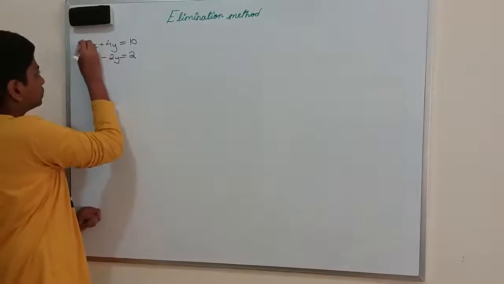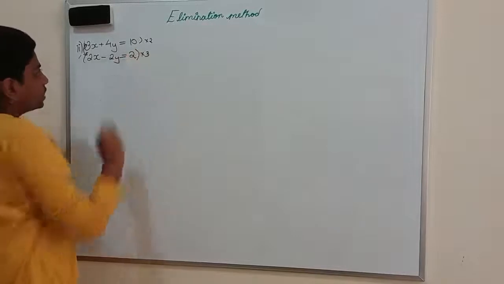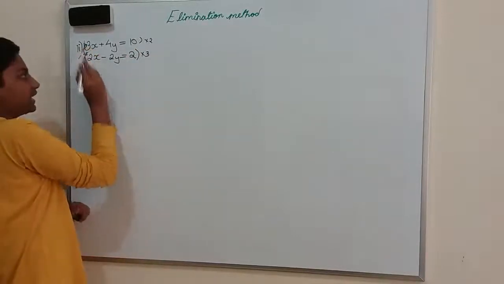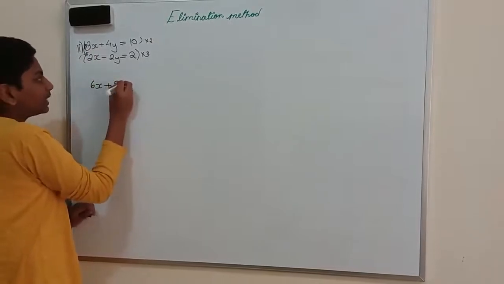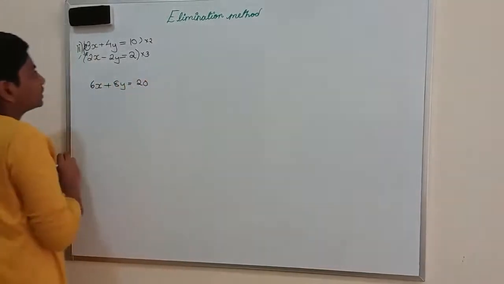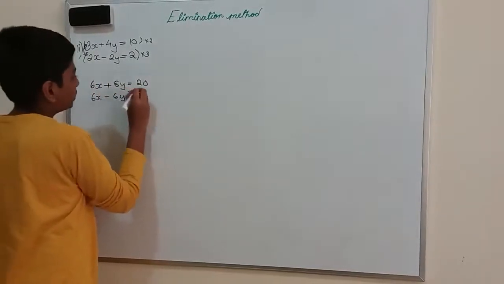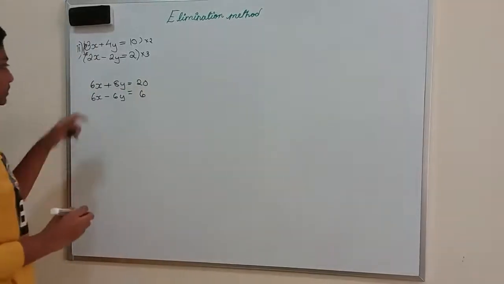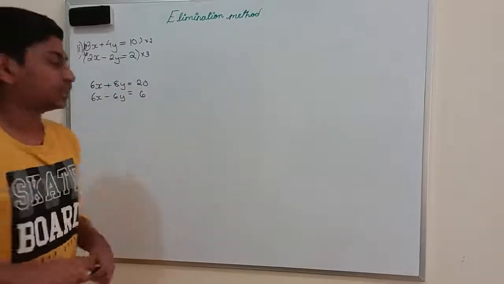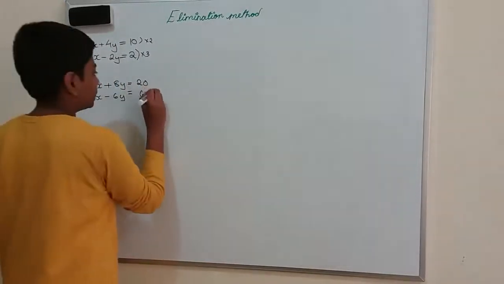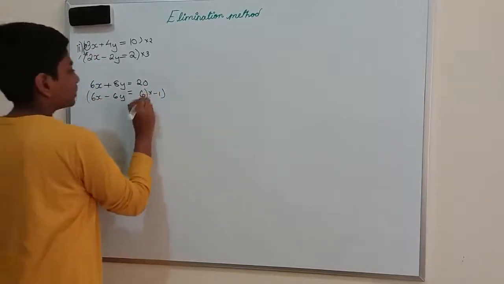So the first equation will be multiplied by 2 and the second equation will be multiplied by 3. Let's see. So 3x into 2 will be 6x plus 8y equal to 20. And the next one will be 6x minus 6y equal to 6. Okay, now we got this common. The second rule is to make them opposite in sign. So opposite sign means I need to multiply the whole equation by minus 1.